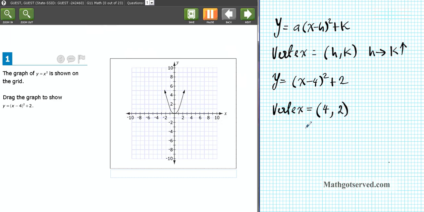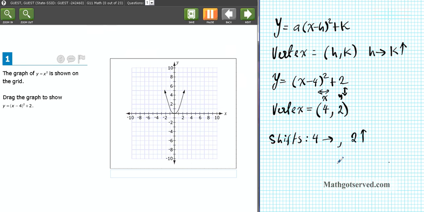Now, what are the shifts? What does this coordinate tell us about the shifts of the y equals x squared graph? Since this is positive 4, your shifts are going to be 4 units to the right, and since this is positive 2, 2 units up. Remember, this is your x-axis, which goes side to side, and this is your y-axis, which goes up and down. So just follow the direction. 4 units to the right and 2 units up will take us to the vertex of the quadratic.